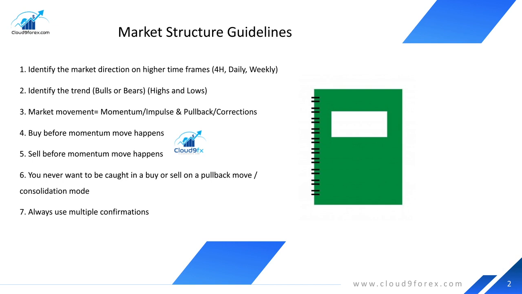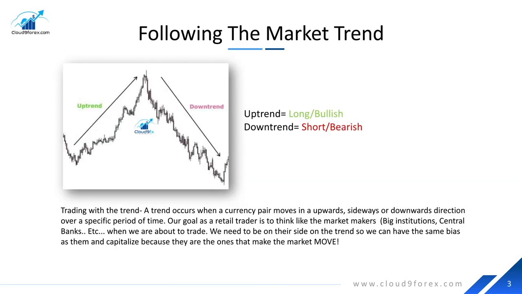Buy before momentum moves happen and sell before momentum moves happen. You never want to be caught in a buy or sell on a pullback move or consolidation mode. Always use multiple confirmations. So you don't just want to use resistance and support. You want to have extra confluence. So a chart pattern, candlestick analysis, Fibonacci, which is what we're going to go over. Just multiple confirmations, not just relying on one.